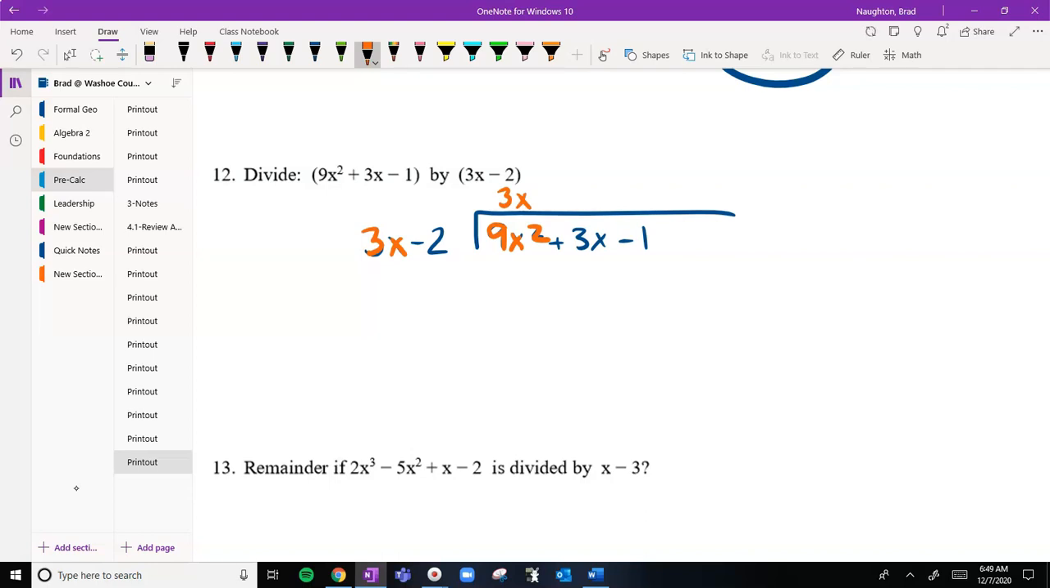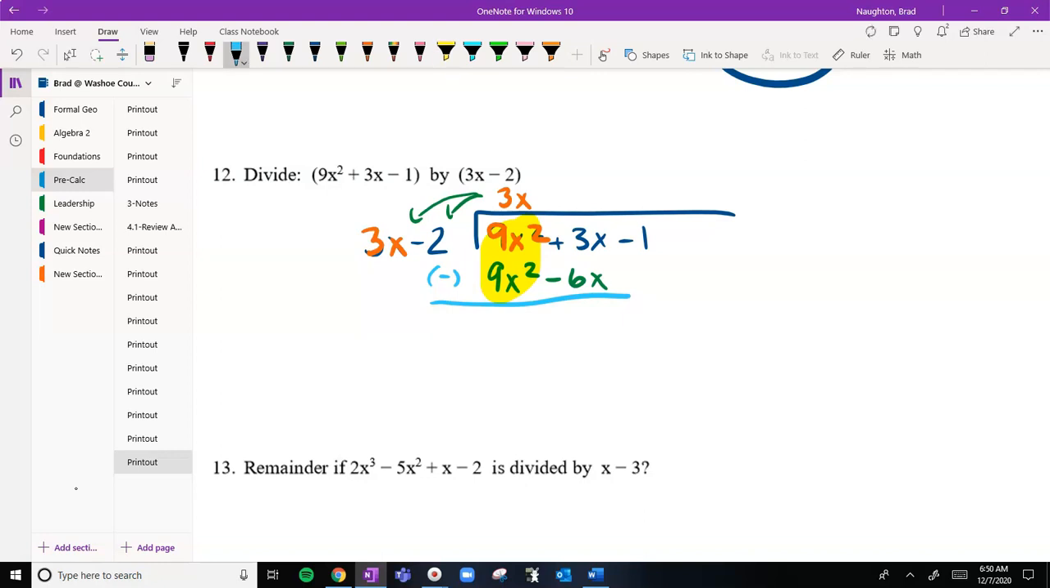So now we're going to go ahead and multiply down to this one. So it's going to be 9x squared and then minus 6x. So just like we did way back in the day doing long division, you're always subtracting. This is where this gets a little bit tricky, but you have to think of it almost as one piece at a time. So let's do this first one.